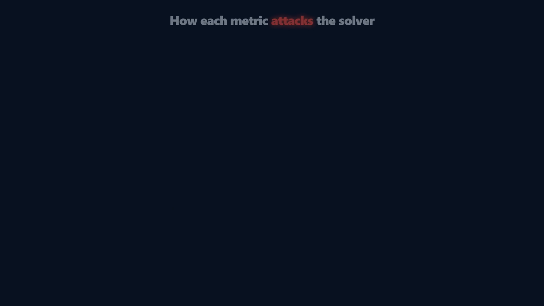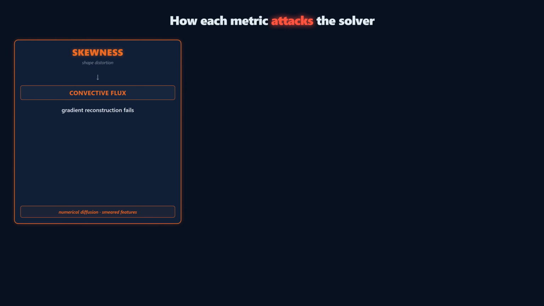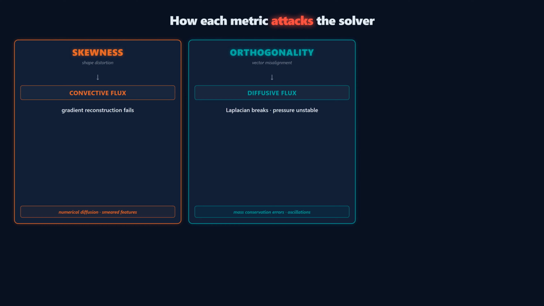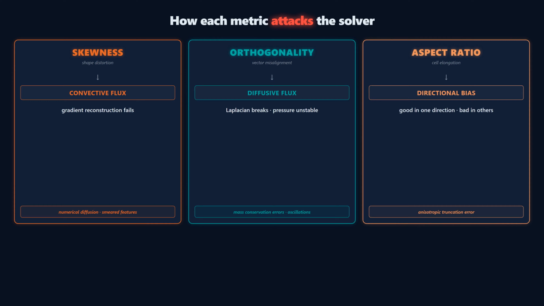Here is the key insight that ties everything together. Skewness primarily corrupts convective fluxes. When cells are distorted, gradient reconstruction fails, and upwind schemes lose their accuracy. The result? Artificial smearing of flow features, numerical diffusion on the convection terms.